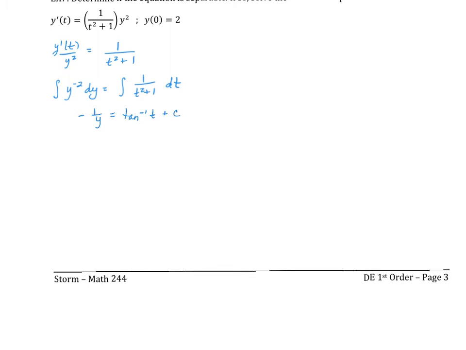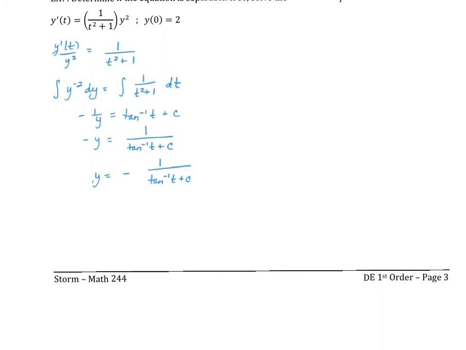Now I can simply multiply both sides by y, then divide by tangent inverse and so on. But I think I'm just going to flip both sides of the equation. And this becomes 1 over tangent inverse of t plus c on the right. And distribute that negative. So y is equal to negative 1 over tangent inverse of t plus my constant c. That's just my general solution.